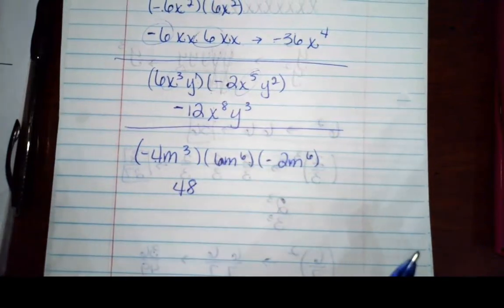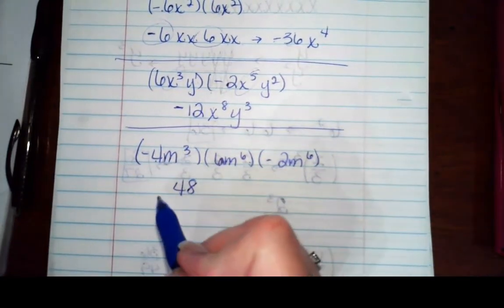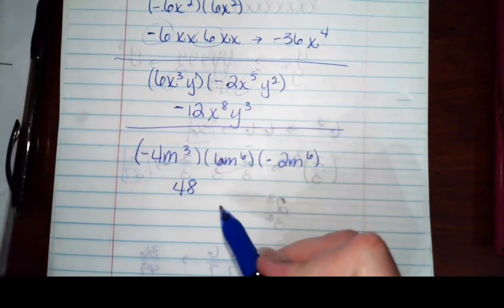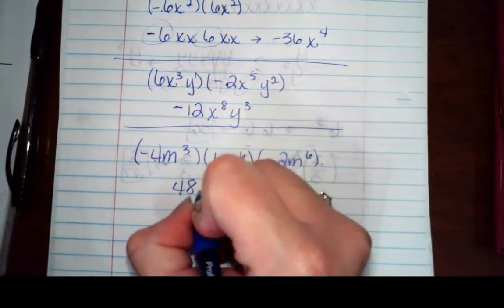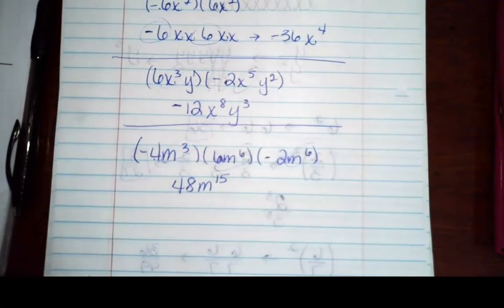Now how many m's are you multiplying together? I got 3 here. I got 6 here, which is 9. And I got 6 more here, which is 15. So I have a total of 15 m's being multiplied together. So simplified, that is a 48 m to the 15th.